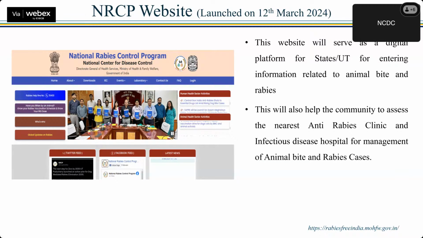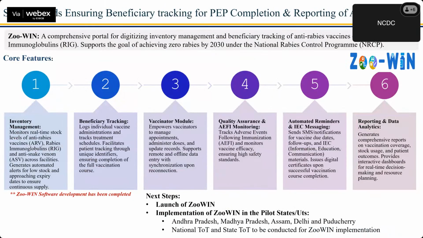We also developed the National Rabies Control website, where all the technical and awareness material has been uploaded, so that anyone and everyone can freely access these resources, including technical presentations, technical guidelines, as well as the awareness material. Next slide, please. Next step towards ensuring beneficiary tracking for PEP completion and reporting the adverse events.